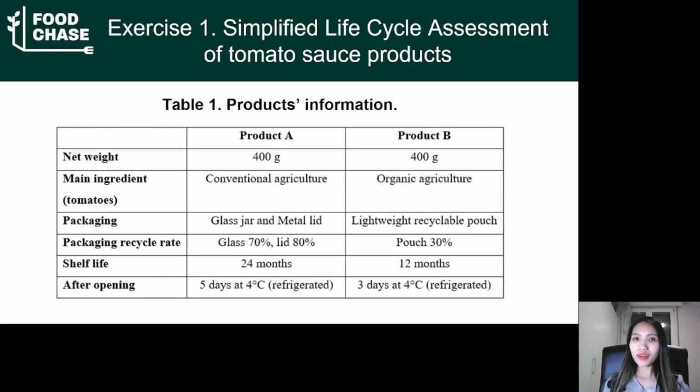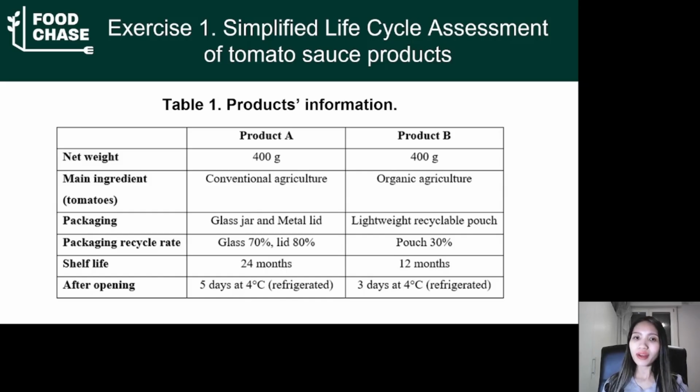In this table, you can see all the product information. As I mentioned, the net weight for both products is 400 grams. The main ingredient, which is tomato, for product A comes from conventional agriculture, while for product B, the tomato is produced from organic agriculture. The packaging of product A is a glass jar and metal lid, while product B uses a plastic recyclable pouch. You can also see the packaging recycle rate.